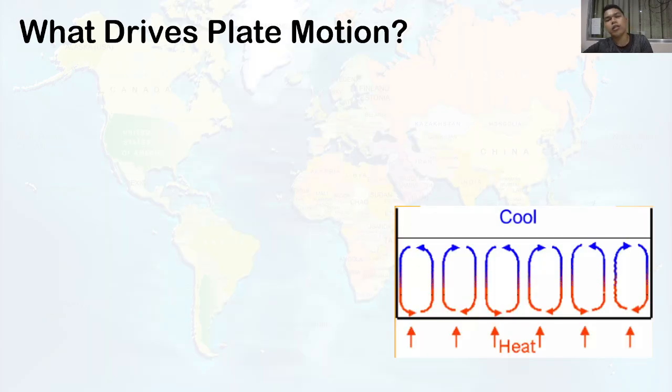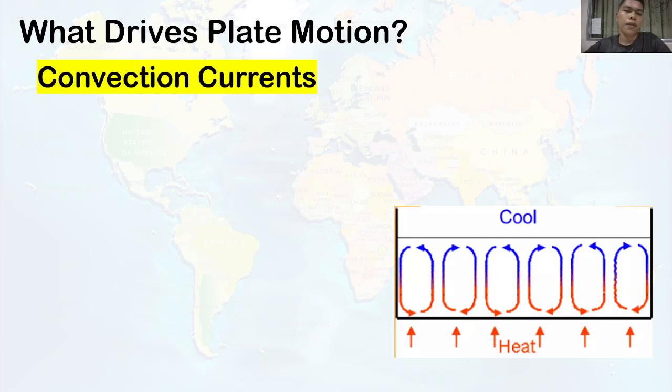Now, the question is what drives plate motion? Why do they move? Why do we have those three types of plate movements? We have two drivers. The first one is the convection current.